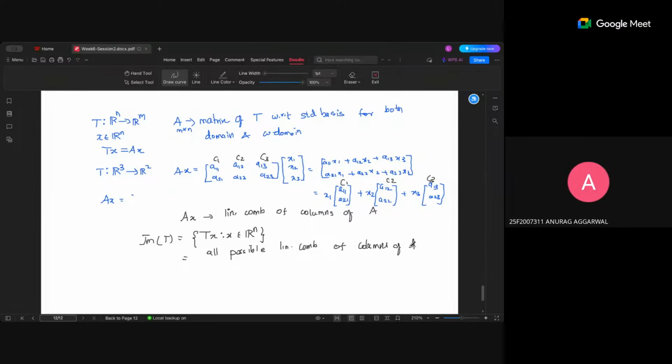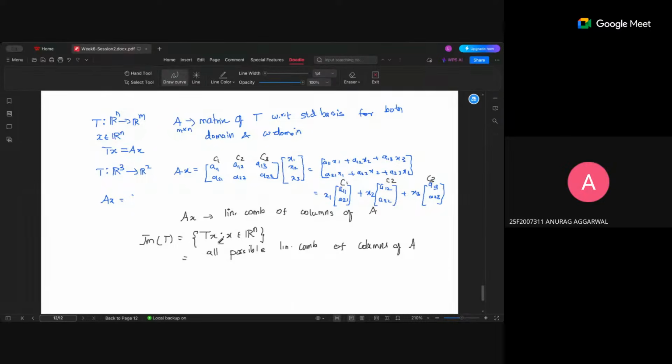Because Tx is equal to Ax, because x is varying in Rn. Here I considered only one x, so it is one linear combination of the columns of A. Now I'm going to take all possible x's in Rn, so it means I'm going to consider all possible linear combinations of the columns of A. Is that making sense?